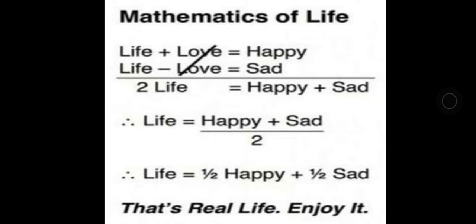An interesting mathematics of life. Life plus love is equal to happy. Then life minus love is equal to sad. Then 2 life is equal to happy plus sad. Then life is equal to happy plus sad divided by 2. Therefore, life is half of happy plus half of sad. That's real life. Enjoy it.